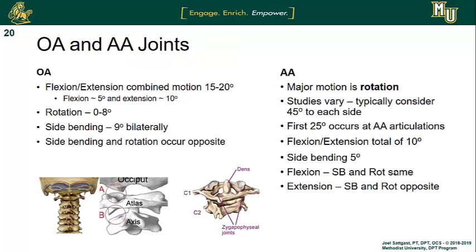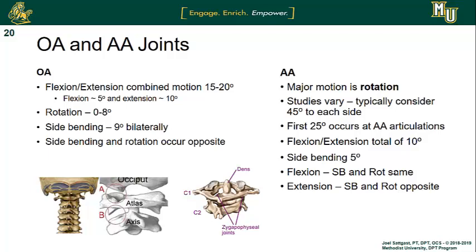Again, because we have to look at upper and lower cervical spine, we need to understand what's going on at those joints. With the upper cervical spine, we see the OA and the AA. Here, flexion extension is a combined motion as well, meaning you get some of both. The total motion is 15 to 20 degrees, with flexion contributing about 5, extension about 10 degrees. Very minimal rotation occurs. This is more arthrokinematic than anything, 0 to 8 degrees. Very little side bending occurs, 9 degrees bilaterally.